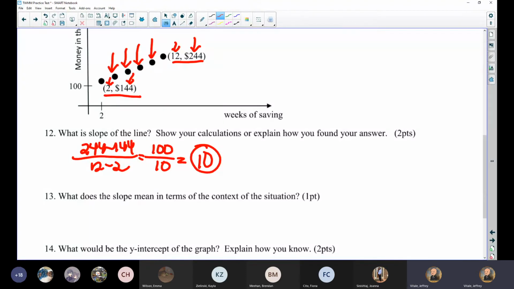So what does the slope mean in terms of the context of the situation? She saves $10 per week.